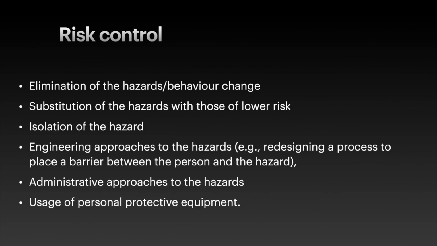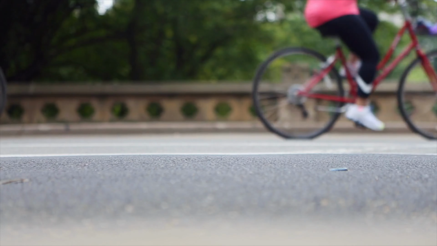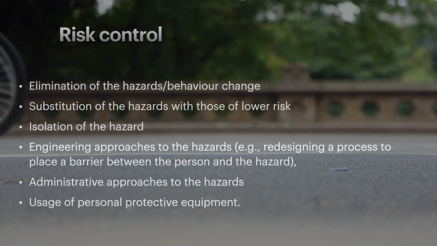Risk control. How to control risk? Elimination of the hazard or behavior change. If a person or a group of people has a particular hazard or risk behavior, then we can suggest they modify that behavior. For example, for a sedentary lifestyle, we can encourage people to start exercising.